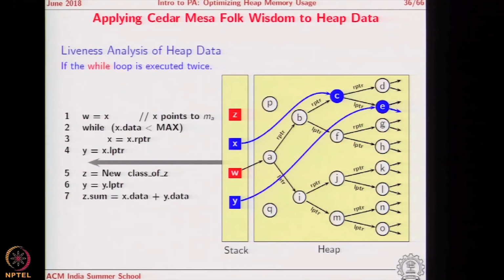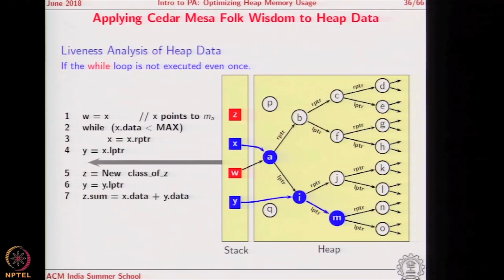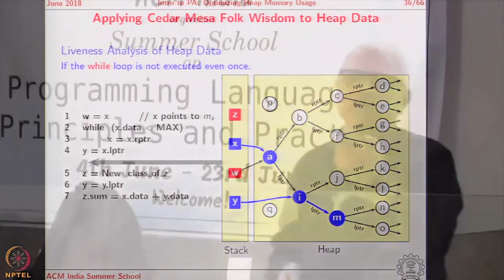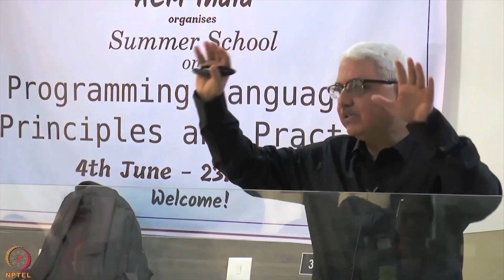How do we do liveness analysis for this? In the case of the stack, it was all nice, you knew X, X is read. But now here the locations that are read keep changing with each iteration of the loop, and that is a problem. The trouble is that in the case of heap data, an L value and its address, or rather address expressions and the value that they hold, the mapping keeps changing.